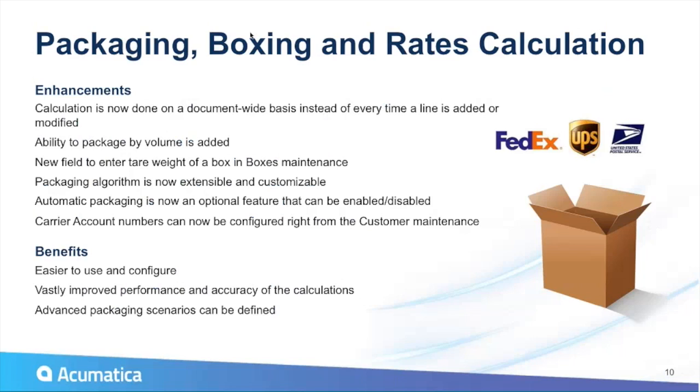We changed the way the packages are calculated. So now it happens only when you save the document or try to ship it. So the performance overhead is far lower than before. As well, we added some new packaging options. So the packaging is the algorithms that the application uses to decide which type of boxes are needed and how many boxes you need to ship an order. So we now have the ability to calculate the packages by volume. So today we have by quantity and by weight options, and volume is a third option that was added.